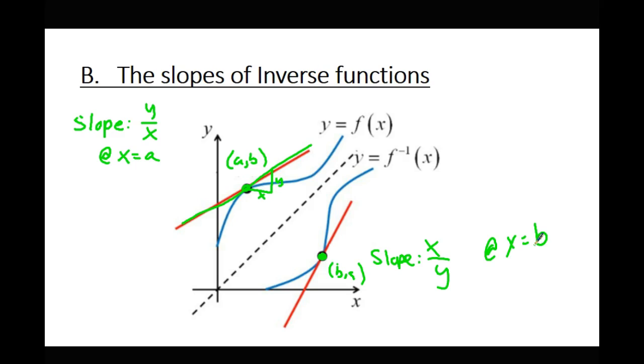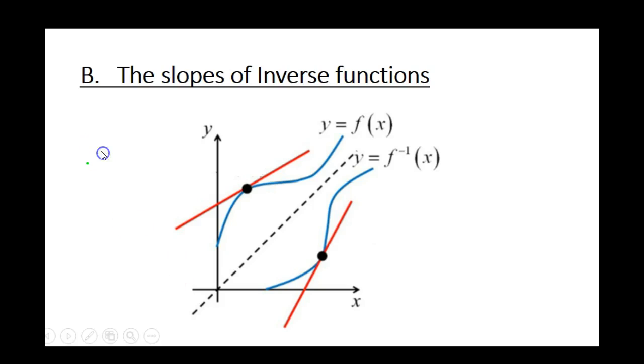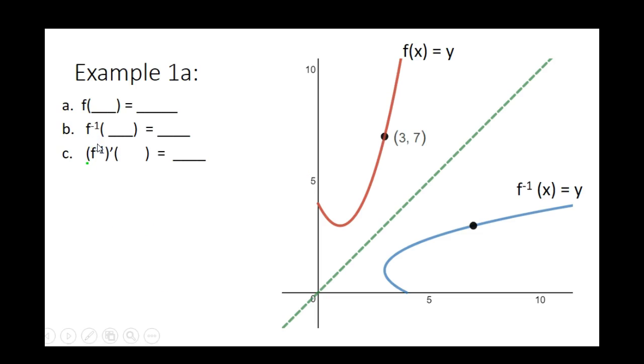It's that the slopes are reciprocals at the opposite points, if you will. So if the slope of this function at a is y over x, then the slope of its inverse at b will be x over y. Okay? So basically all the x's and y's get switched. The b and the a get switched, and the x and the y, the rise and the run get switched. So there you go. That's the relationship between a function's slope and the slope of its inverse. We're going to draw that relationship out with a few examples here.